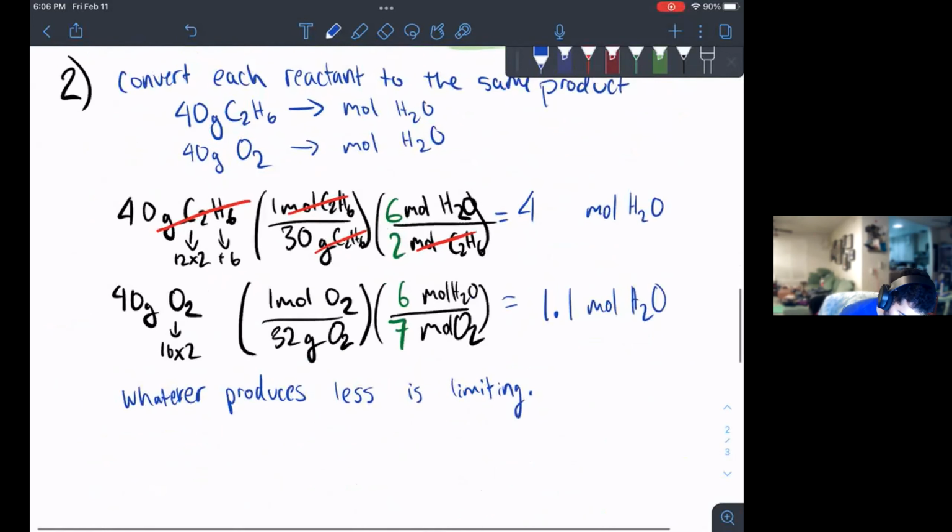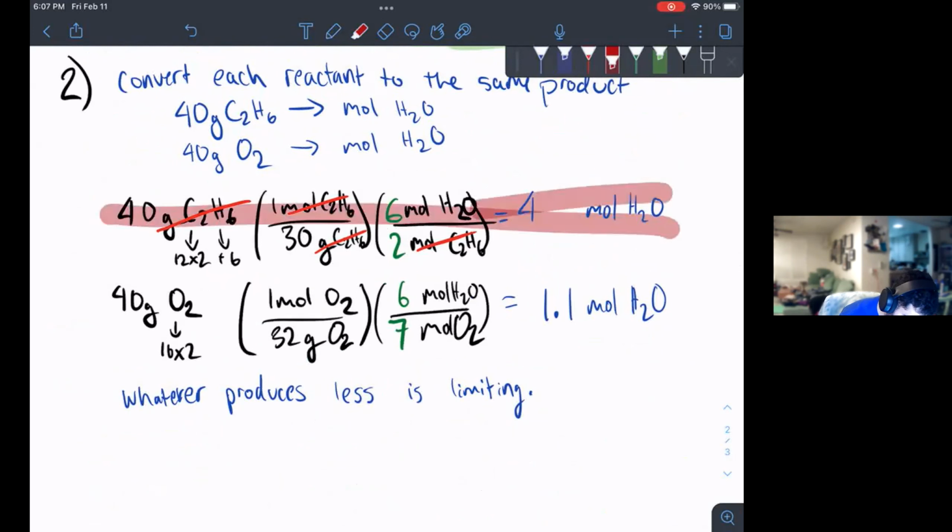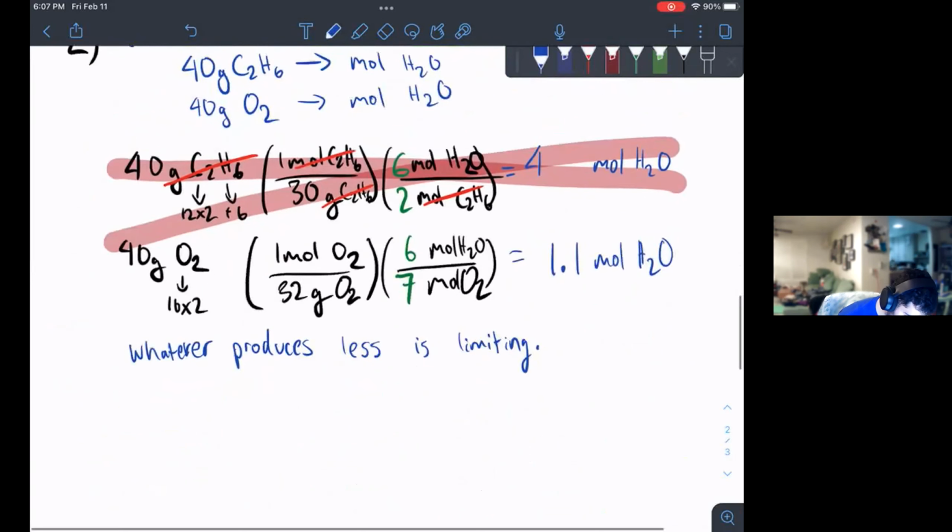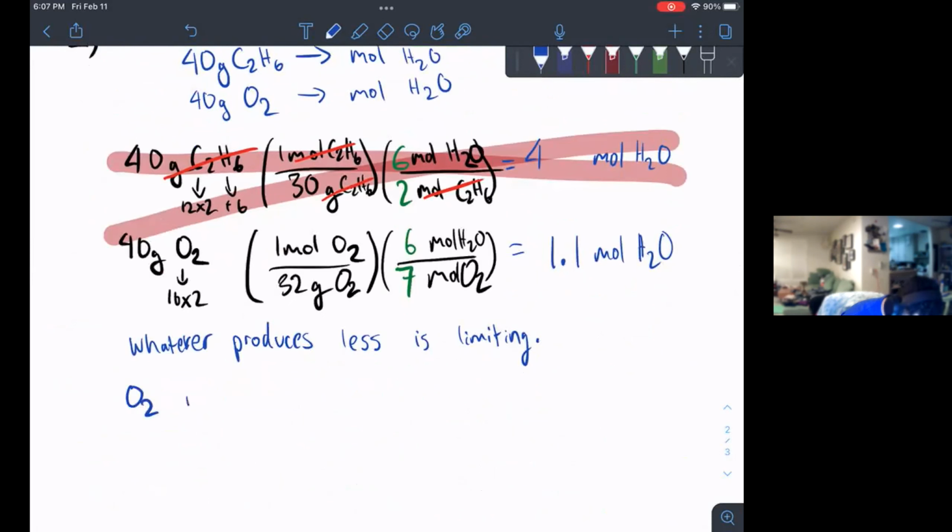So from this point forward, you can honestly just take a red pen and cross out excess. We don't need to care about it at all. We just know that O2 is limiting and ethane is excess. All right, so that's that.